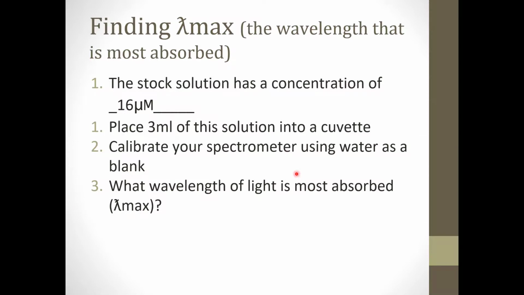Finding lambda max. So the stock solution in our example that you'll be using for homework is 16 micromolar. What you would do is place 3 milliliters of that into a cuvette, and then also put 3 mLs of distilled water into a separate cuvette and blank the spectrophotometer. That tells the spectrophotometer to ignore water but only measure beta-cyanin.